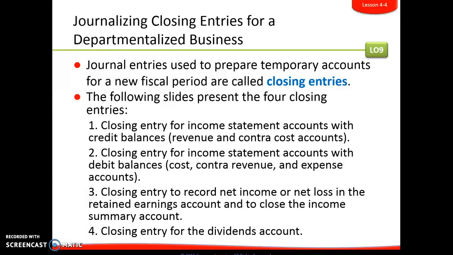Third, we're going to close, well, this one has 2 things in one. What we're going to do is it records our net income or our net loss in our retained earnings account, and at the same time, that will close our income summary account. And then our last closing entry is closing our dividends account.